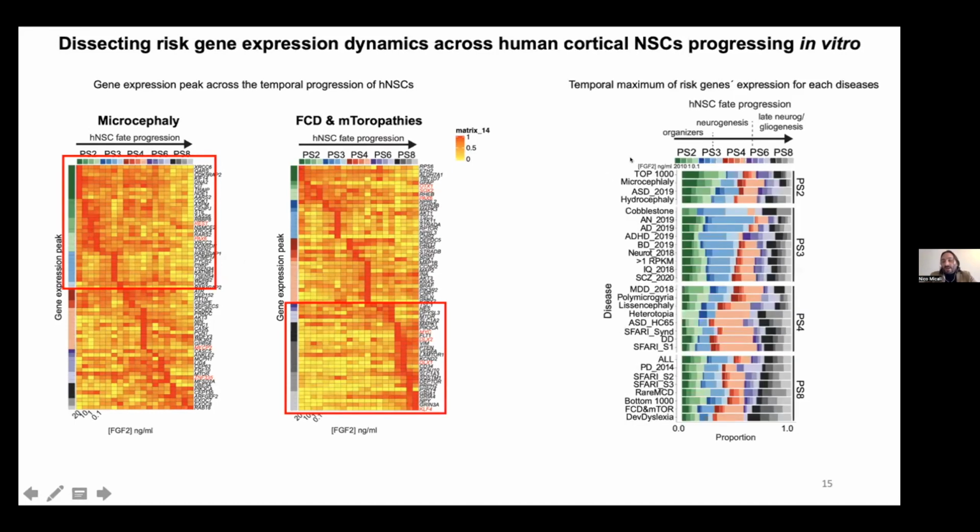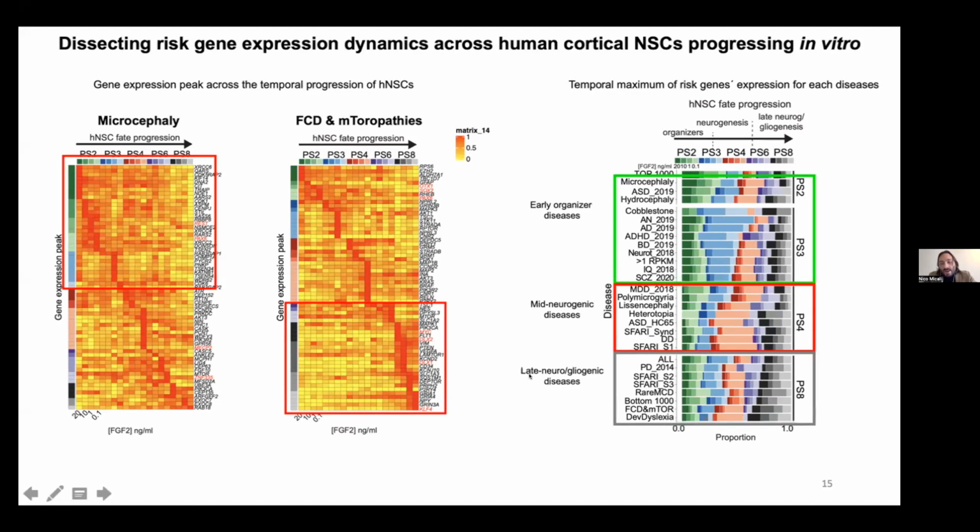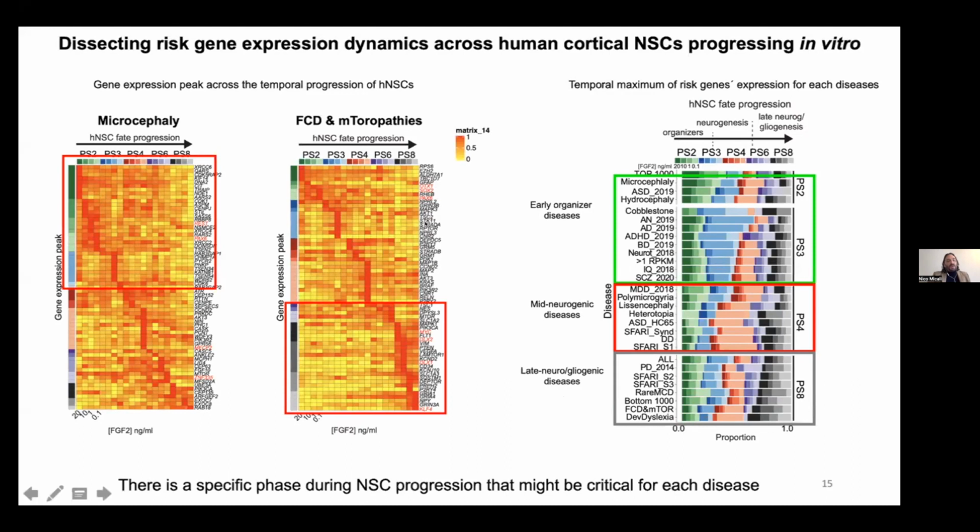Then we ordered the different diseases based on the temporal maximum of risk genes, and in this way we could organize the diseases as early organizer, mid-neurogenic, or late neurogliogenic diseases, based on the proportion of the risk genes peaking at passage 2 or 3 in the first case, passage 4 for the mid-neurogenic diseases, or later in passage 8 neural stem cells. So the conclusion that I can give is that there is a specific phase during neural stem cell progression that may be critical for each disease.